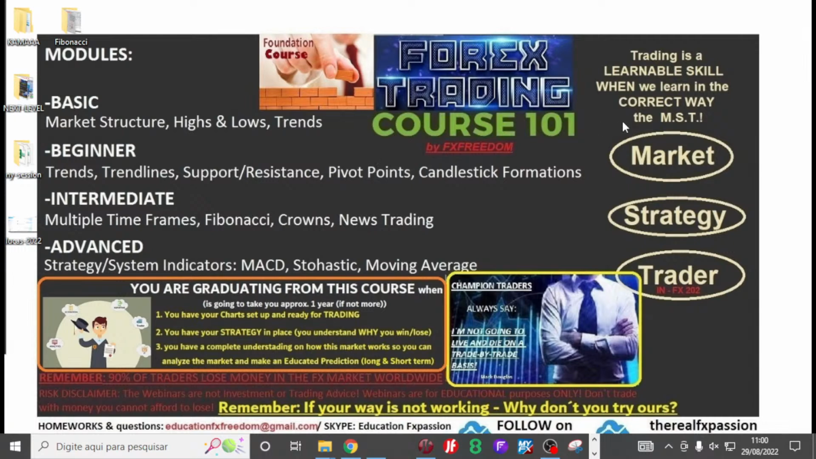Traveling. And remember, everybody, trading is a learnable skill when we learn in the correct way the three pillars. Pillar number one is the market. And we're trying to learn about the market with these modules here on the left, the basic module, the beginner module, the intermediate module. Pillar number two is the strategy. We're trying to learn about the strategy more in the advanced module. And the big one, it's called the trader, right? Talking about the trader more in the Forex course 202.